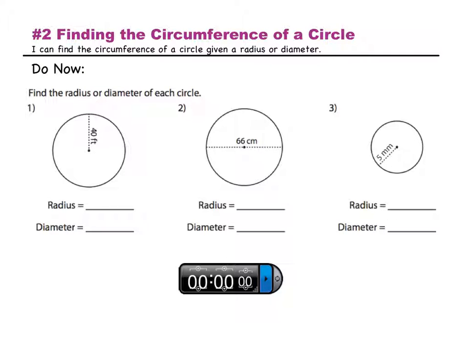So in today's lesson, we're going to be finding the circumference of a circle. And to do so, we need to understand radius and diameter from the day before. So please complete this warm-up as a review about radius and diameter. And once you do that, come back to the video and make sure you check your answers to see if you got it correct.